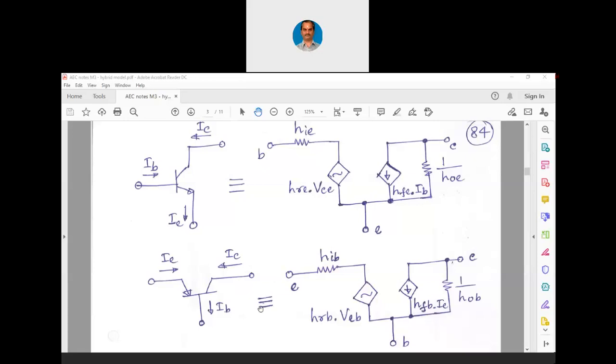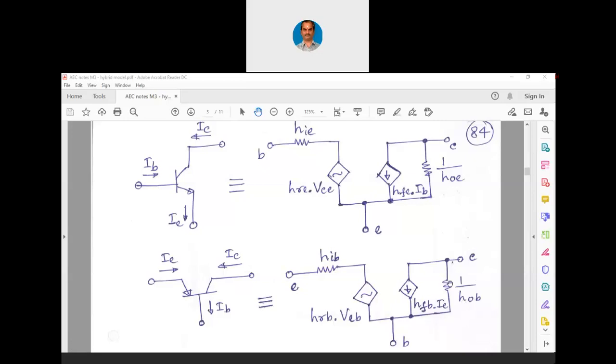This was for common emitter. Similarly, for common base, taking PNP transistor as a model, we can write, taking emitter as input and collector as output, HIB, and we have HRB into VEB. Here base is common. Then we have HFB into IE, and at the output we write 1 over HOB.